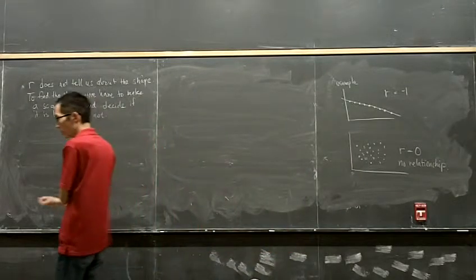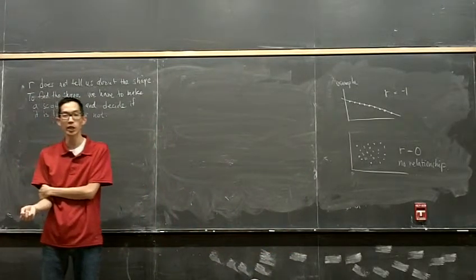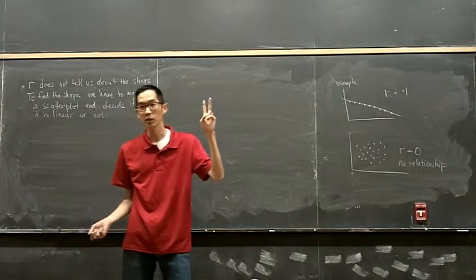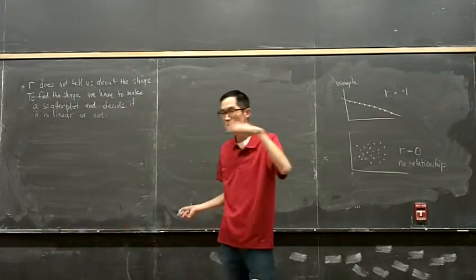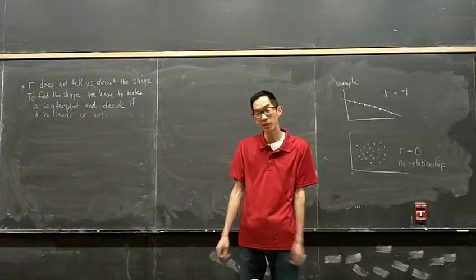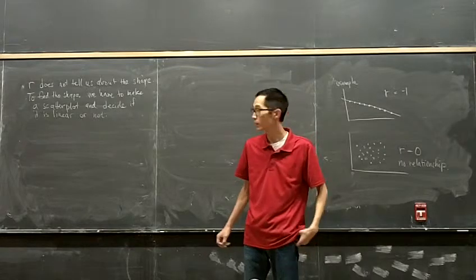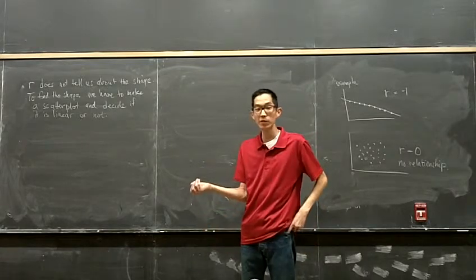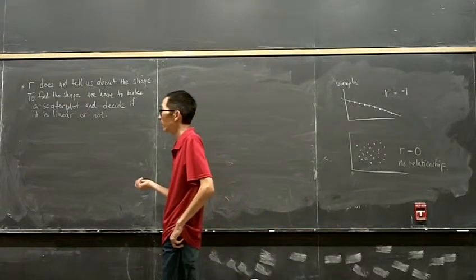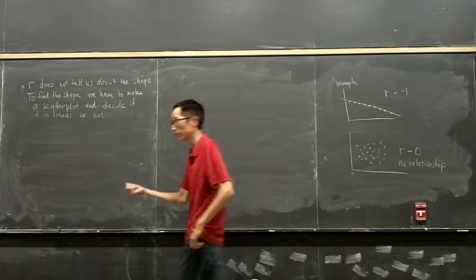Okay. Now technically we could calculate R for any two numeric variables. Okay, we got two numeric variables, so we can calculate R for them. However, it is only meaningful if the relationship is linear. Okay.